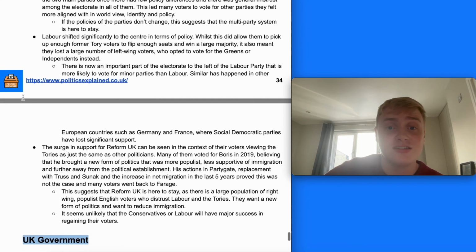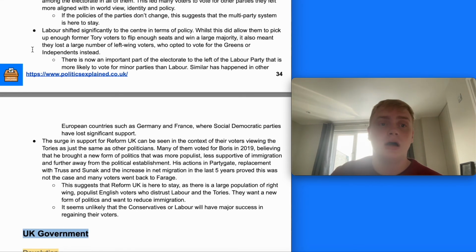Labour shifted significantly to the centre, and whilst this did allow them to pick up enough former Tory voters to flip enough seats and win a large majority, it also meant that they lost a large number of left-wing voters who opted to vote for the Greens, or independents instead, as 7% of the voters did. And there's now an important part of the electorate to the left of the Labour Party that's more likely to vote for minor parties than Labour.